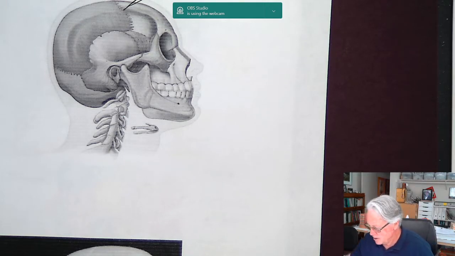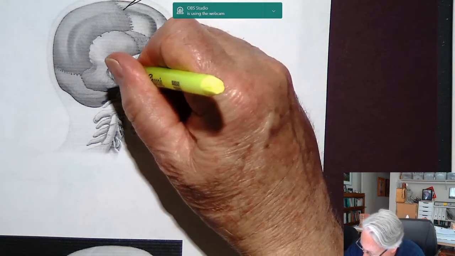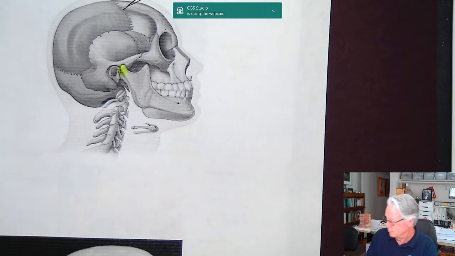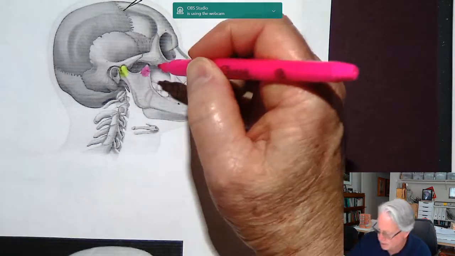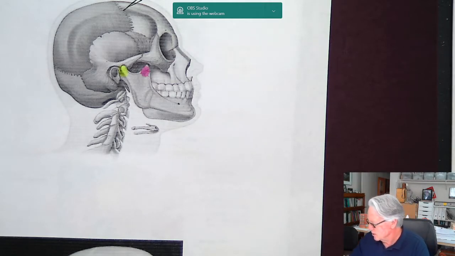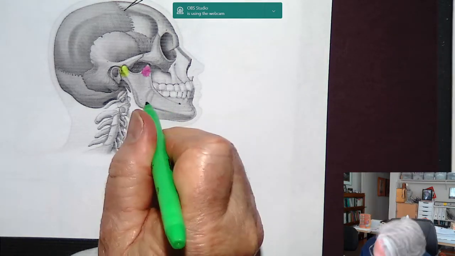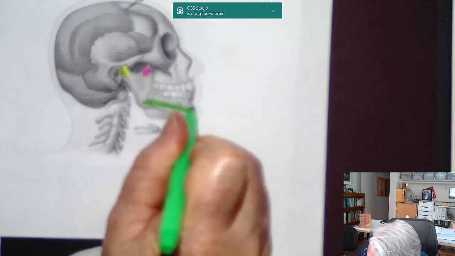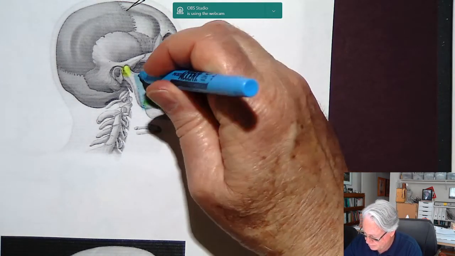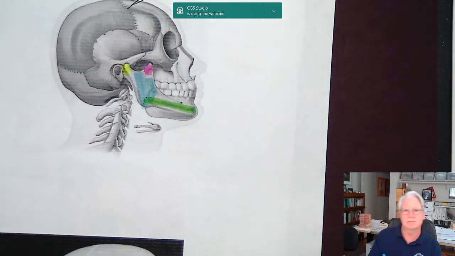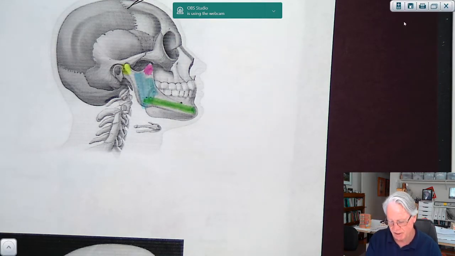All right, let's go ahead and use some colors. We're going to do this in yellow. We're going to do this in pink. Okay. And then I'm going to kind of create an angle here in green and in blue. All right, and let's start naming them.